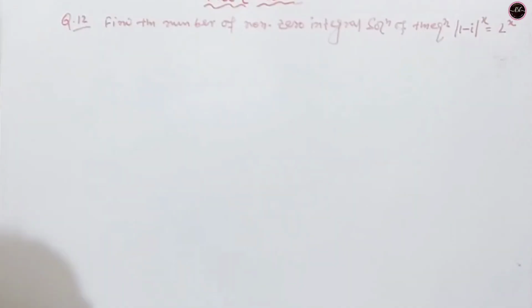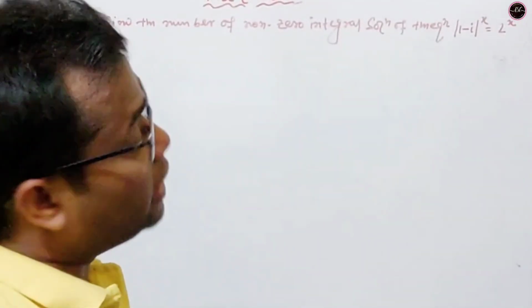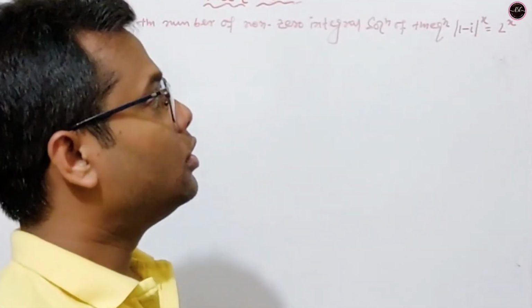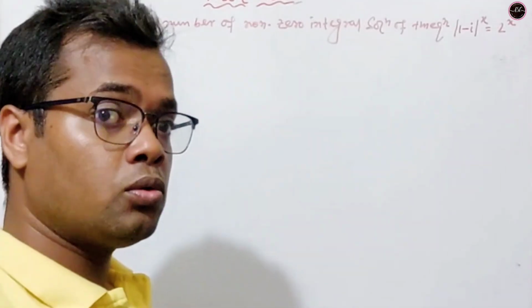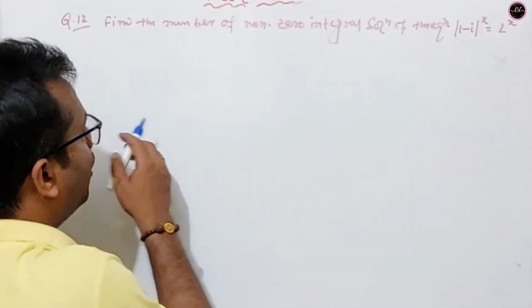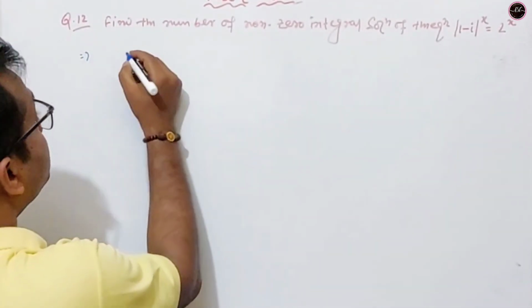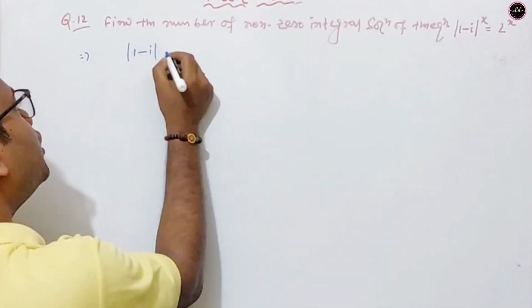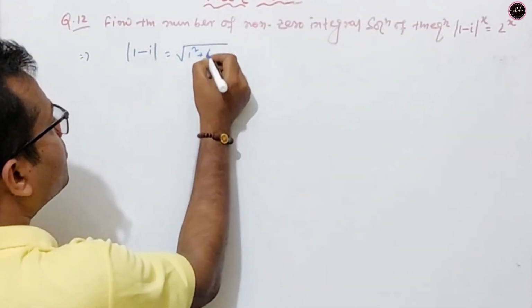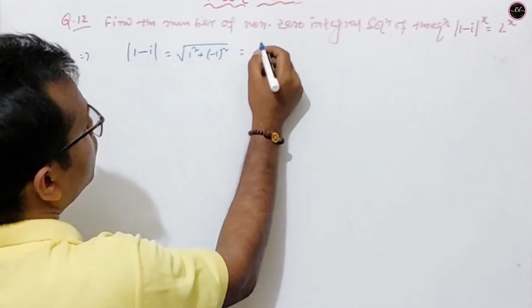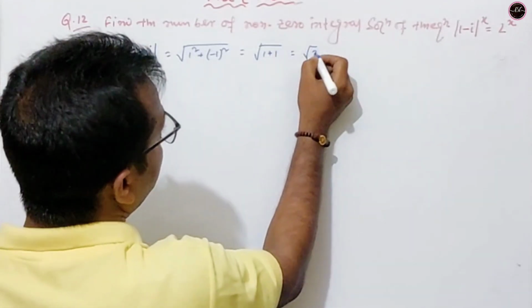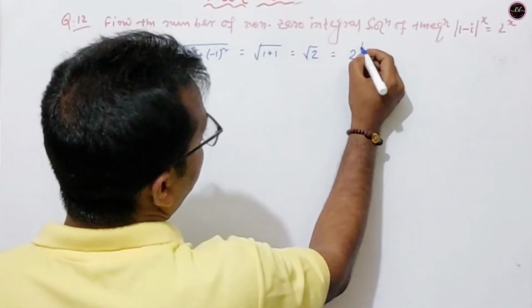Just look at this question. Find the number of non-zero integral solutions of the equation mod of (1 minus i) to the power x equal to 2 to the power x. We first find mod of 1 minus i equal to root of 1 square plus (minus 1) square, equal to root of 1 plus 1, equal to root of 2. This can be written as 2 to the power half.